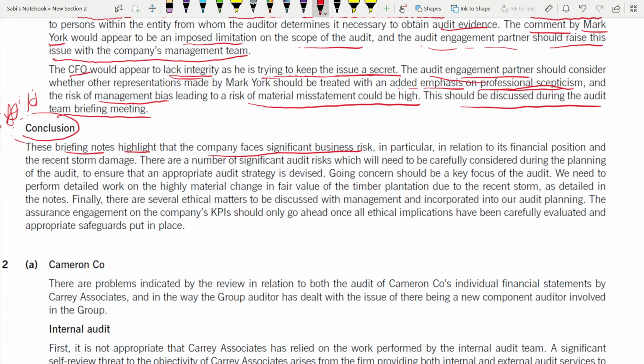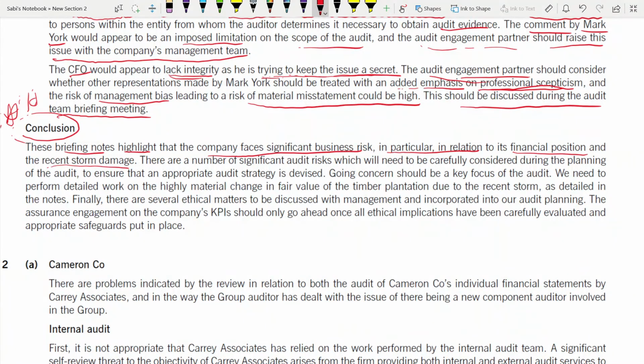Conclusion is not a new piece of information. Whatever you have done only, you are writing again, but you are summarizing it. So it starts with, it highlights significant business risk that the company faces. In relation to what? In relation to its financial position and the recent storm damage. Something which is very significant, you are writing in the conclusion. Storm damage is very significant, so this you have to write in the conclusion.